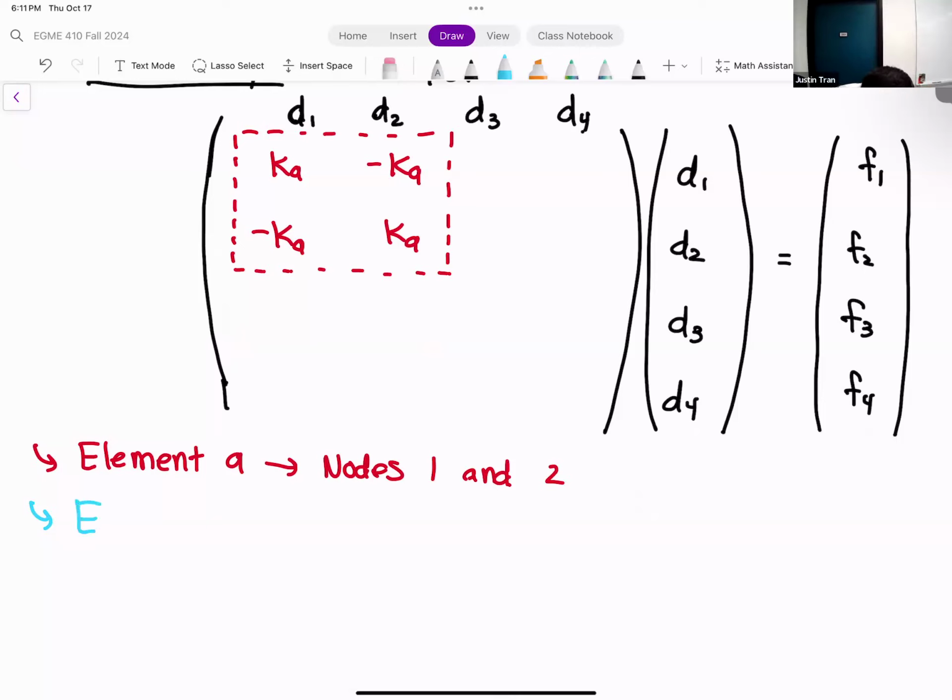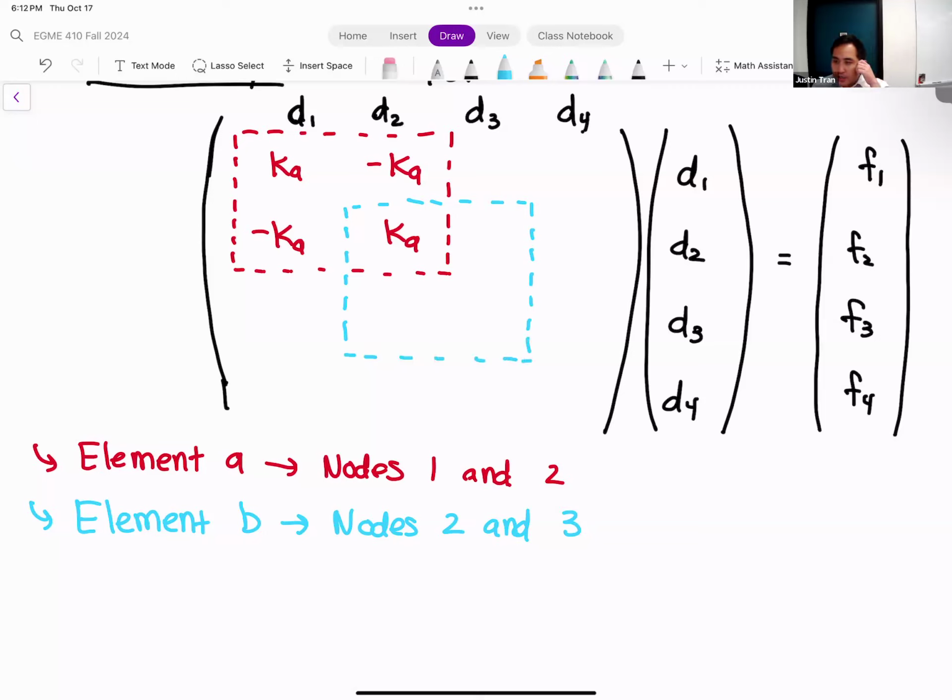All right, next we have element B. Element B is connected to nodes 2 and 3. Let me go ahead and block that area off. So that's going to be the second and third row intersecting with the second and third column. Once again, we have a nice 2x2 spot there.